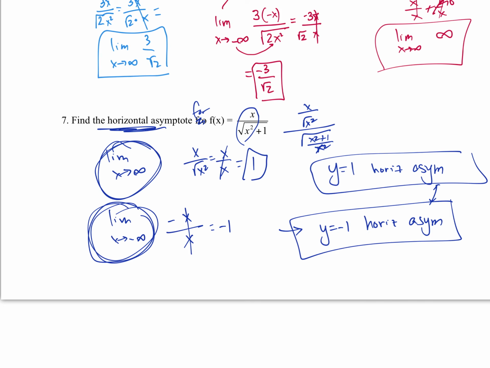In fact, if you graph this, you will get this function, and it looks like this. It will go whoop. So here's one of the asymptotes, there's the other asymptote. This is at 1, this is at negative 1.